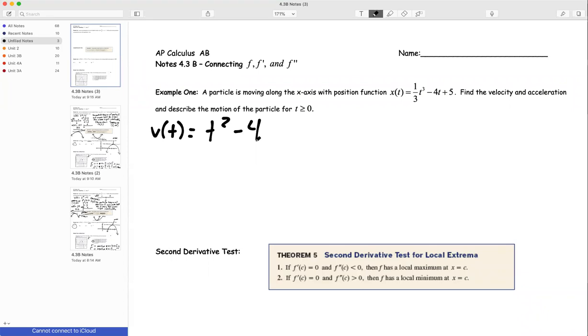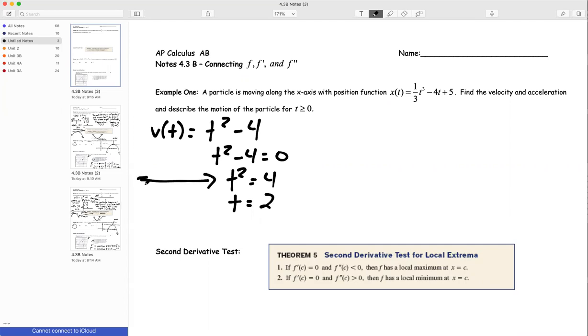And if I'm going to describe the motion of the particle, I need to find where the particle changes directions, which is where the velocity is equal to 0. So I'm going to take my velocity equation, set it equal to 0. That gives me t squared is equal to 4. So t is equal to technically plus or minus 2, but we're talking about time, so I don't have negative time. So I know that it's probably going to change directions at 2.